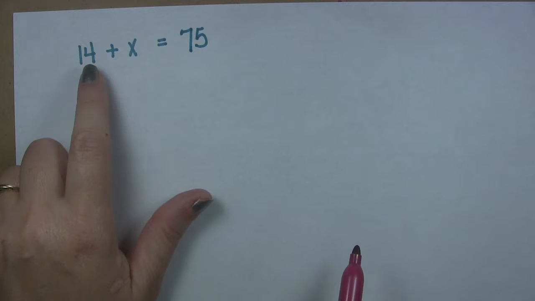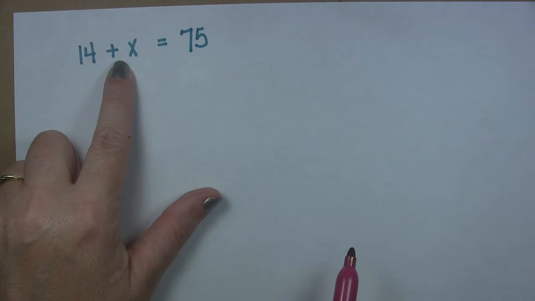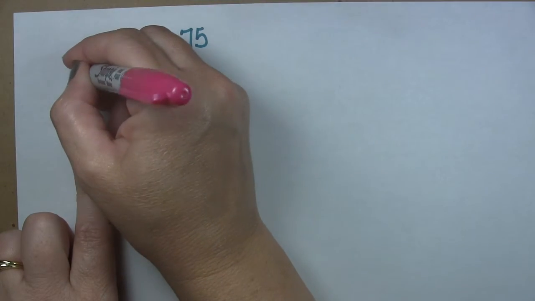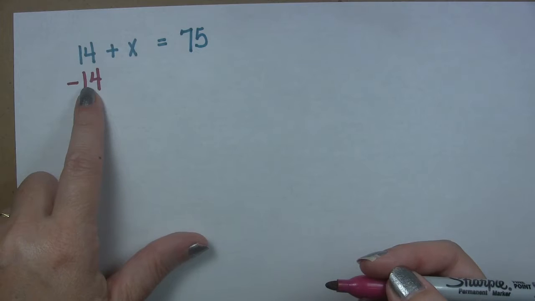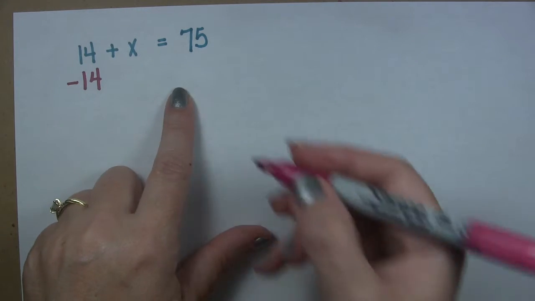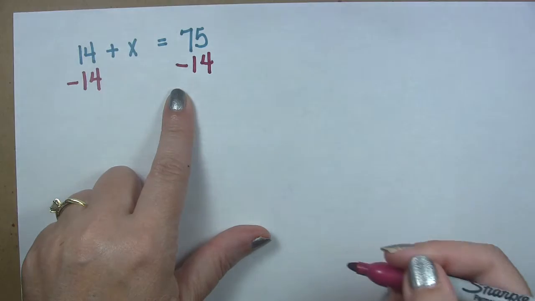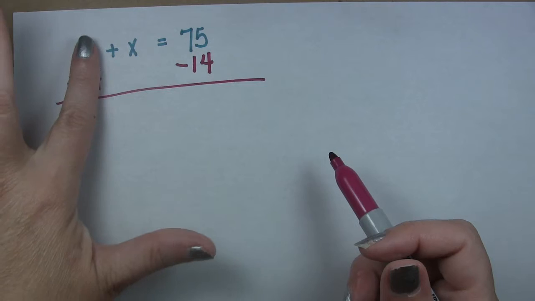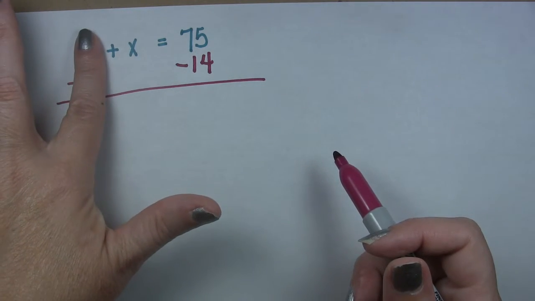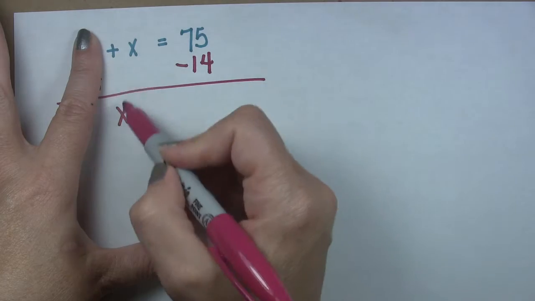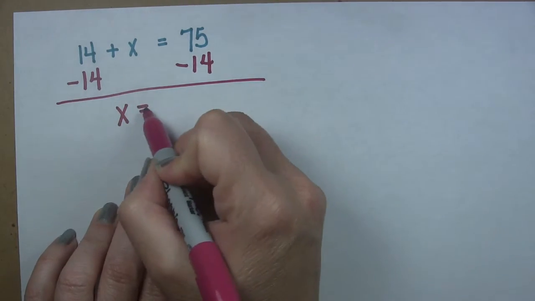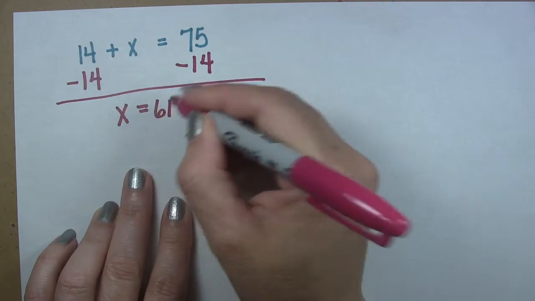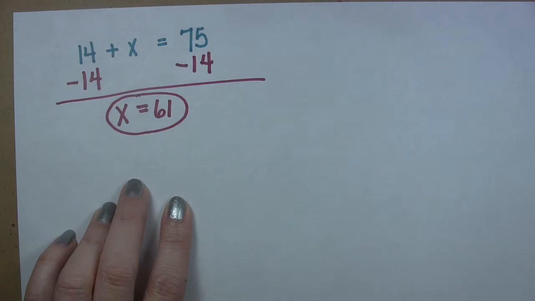Well, you ask yourself, how is the 14 attached to the x? It's attached through addition. So to get rid of it, we will subtract. And if we're going to subtract 14 from this side, then we know the rule that says we have to subtract 14 from the other side. So now, on this side of the equation, my 14s, positive 14 and negative 14, are going to cancel each other out. So all I have left over here is x. And over here, I have 75 minus 14, which, if I do my math right here, is 61.